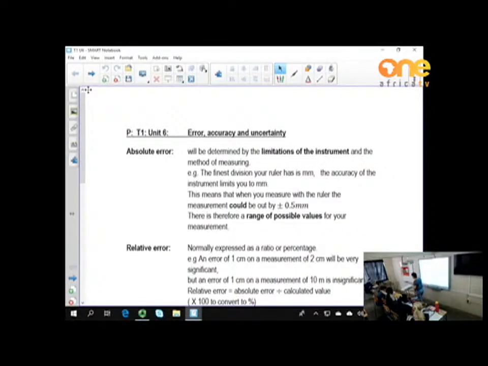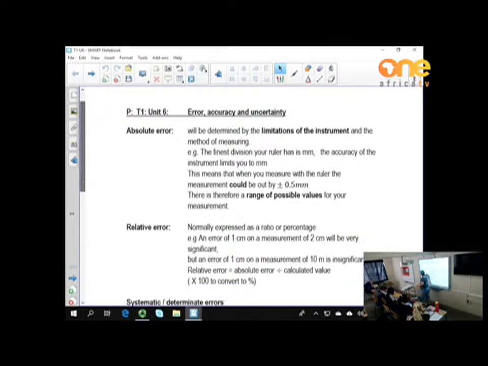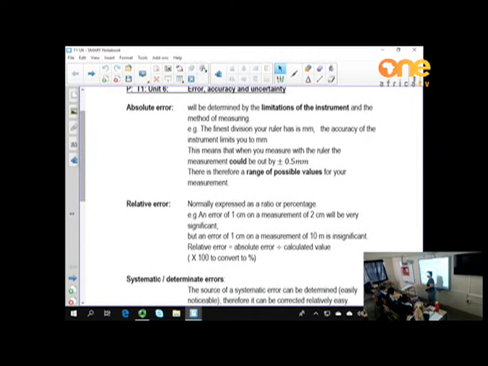Unit 6, error, accuracy, and uncertainty. And once again, it's very similar to what we have done in the chemistry class. What is an absolute error? Yes, due to the instrument. It limits us so that there is always an error on your reading. And the error would be to the closest unit, the smallest unit on your instrument.